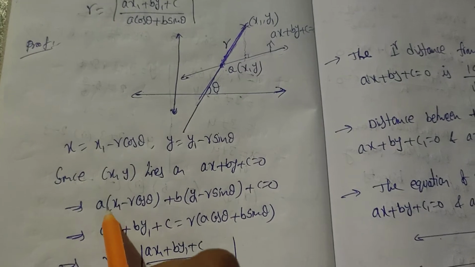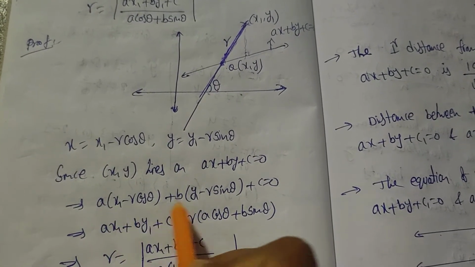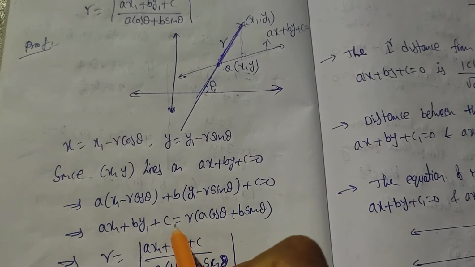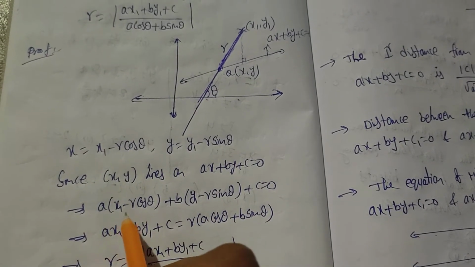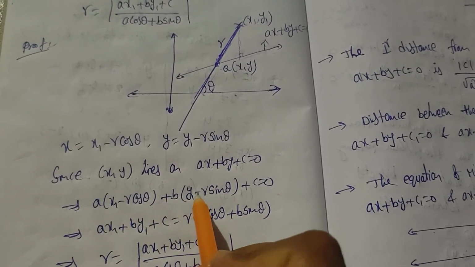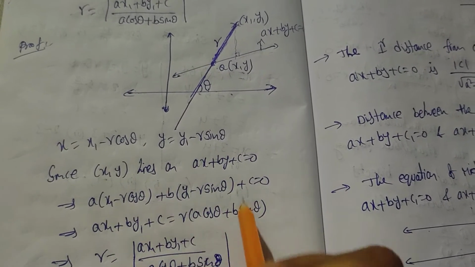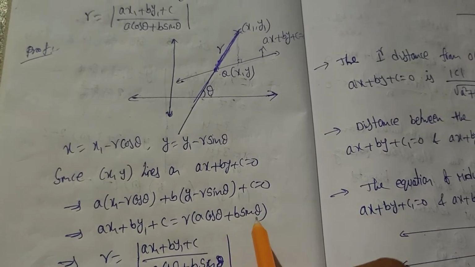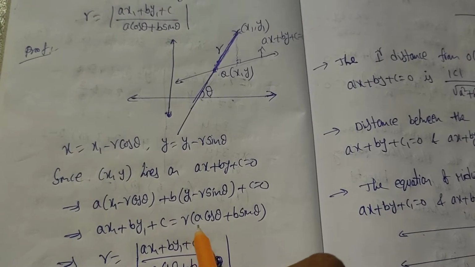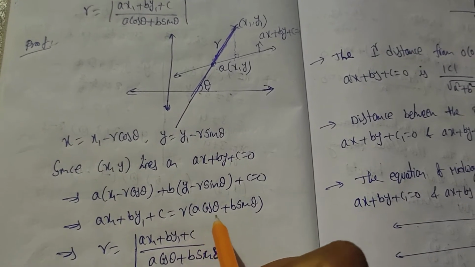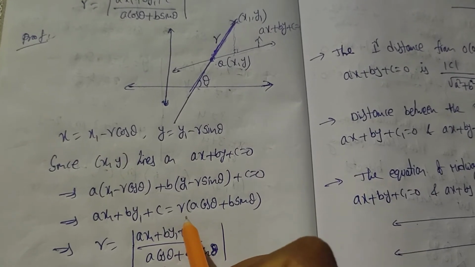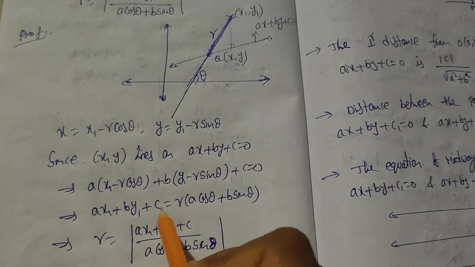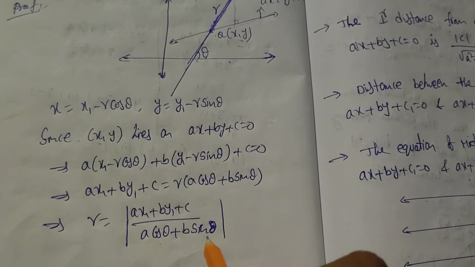So for that, multiply: ax1 + by1 + c is equal to the remaining terms, minus ar cos theta minus br sin theta. Transposing to the right side, we have ra cos theta + rb sin theta. So take r from these two terms, we have r times (a cos theta + b sin theta). Now you make r the subject, so r = (ax1 + by1 + c) by (a cos theta + b sin theta).